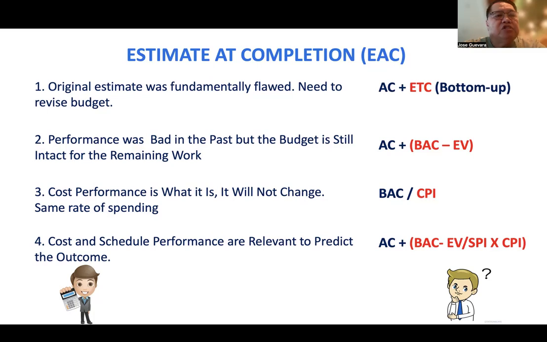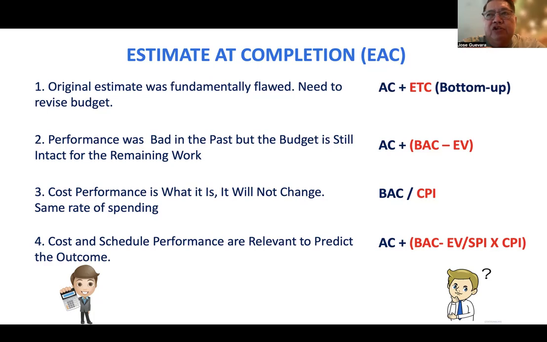And then if the cost performance is what it is, then we don't need to change the rate of the way we're spending currently, right? So this is the default formula. You have to remember this formula whenever the question of estimate at completion is asked. The formula is BAC, budget at completion, divided by cost performance index. Normally, for most of the questions, the formula that you will use is this one.